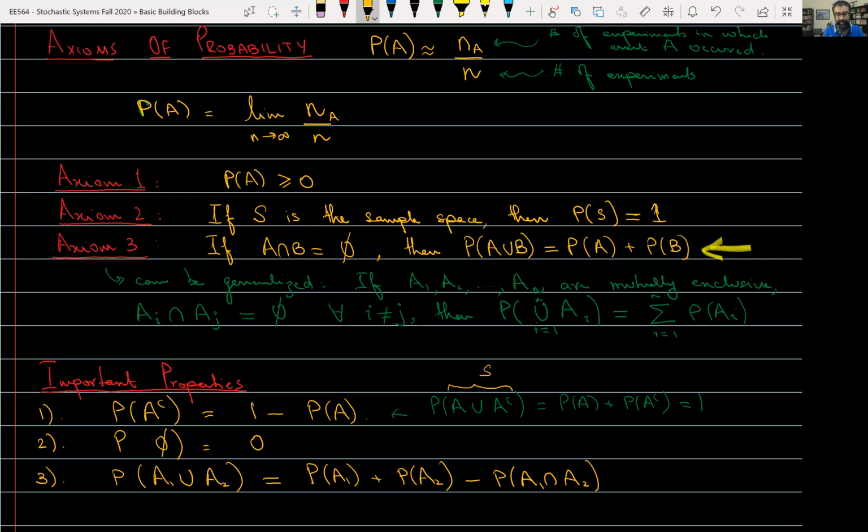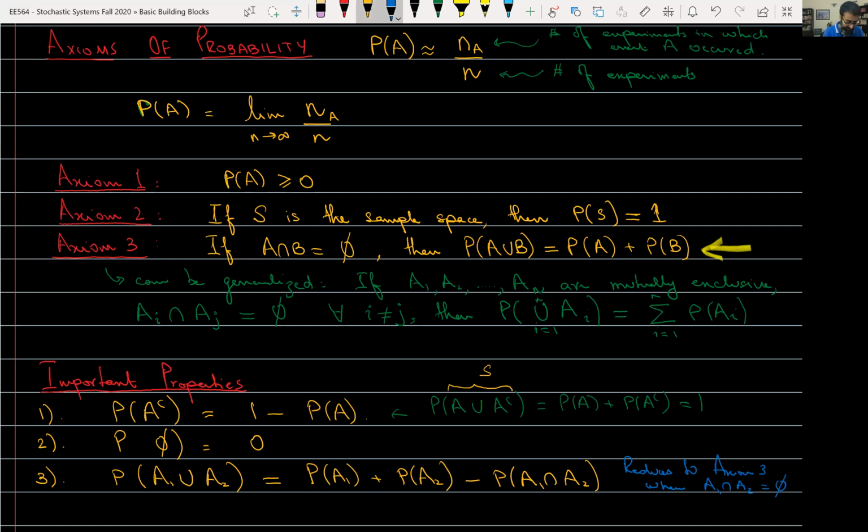ठीक है? And by the way, remember, this reduces to axiom 3 when A1 intersection with A2 is a null set, right? So this last term is going to go away, right? And so this is actually a generalization of axiom 3, if you will.